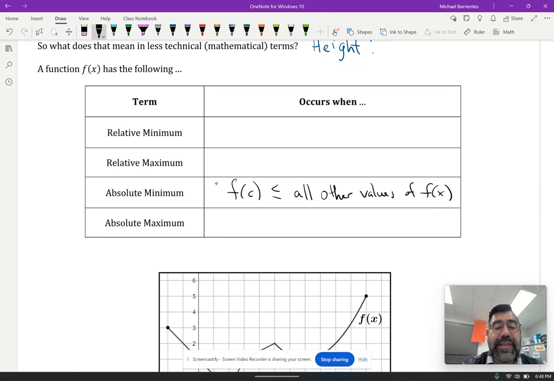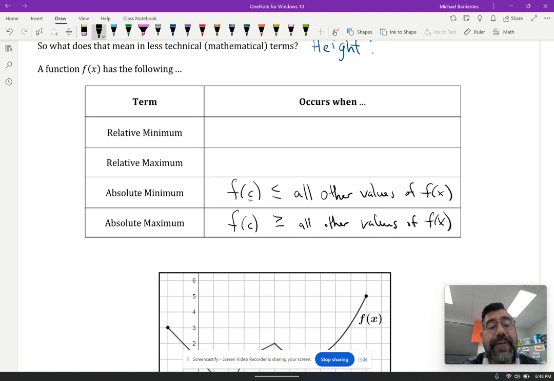So there is this x value, which I'm calling c, that if I take f of c, f of that x value, the y value, it has to be less than or equal to all of the other values on that function. Or if f of c is greater than all the other values of the function, then that would be the absolute maximum.